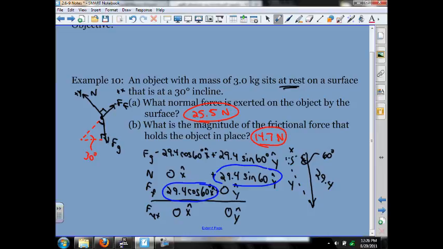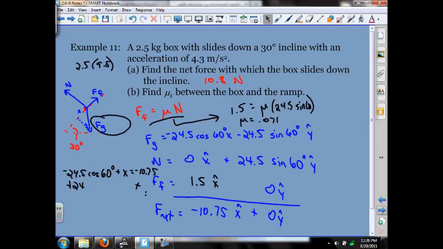No, why not? It's a less than, yeah. You could say f sub s is less than or equal to. So you could get the maximum value. We would say mu sub s is greater than or equal to this number. But you wouldn't be able to state explicitly what mu sub s is. That makes sense. Right. This one is holding it in place, so it's a less than or equal to. This one is moving, so you can find mu sub k.